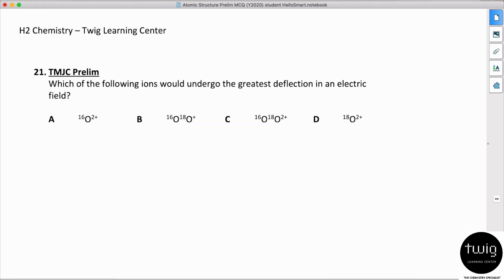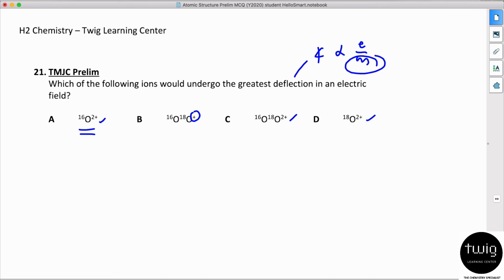Okay, let's look at the next question. Which of the following ions would undergo the greatest deflection in an electric field? The greatest deflection is proportional to charge over mass. So I'm expecting to find one with a high charge and a smaller mass. I'm going to pick those with a 2+: 2+, 2+, 2+, and this one is just a +. So I'm going to choose A, C, and D. And I need one with a smaller mass. The one with smaller mass is this oxygen ion.